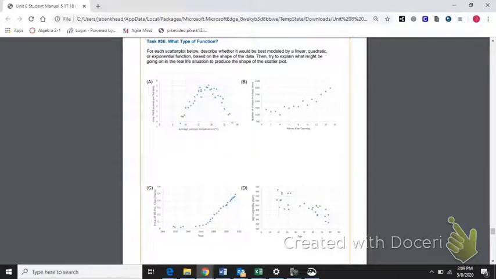In this task, we're going to be taking a look at several sets of data and determining what type of function best models them. Up to this point, we've looked at some linear models, but now we're going to incorporate other functions that we've studied this year, including quadratic and exponential. Here we have 4 graphs where we're going to describe which function best models the data based on the shape of the graph, and then we're going to explain what the graph is trying to tell us in real life.